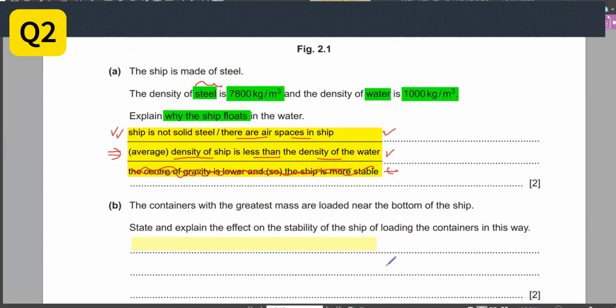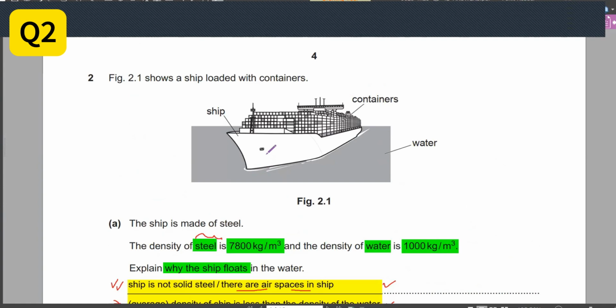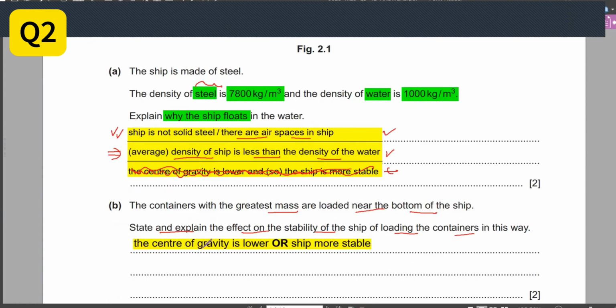Next, containers with the greatest mass are loaded near the bottom of the ship. State and explain the effect on the stability of the ship of loading the containers in this way. So we are saying that the heaviest containers we will put at the bottom of the ship. Why is this a good thing? Because the center of gravity will be lower, so it will make the ship more stable. Straightforward.